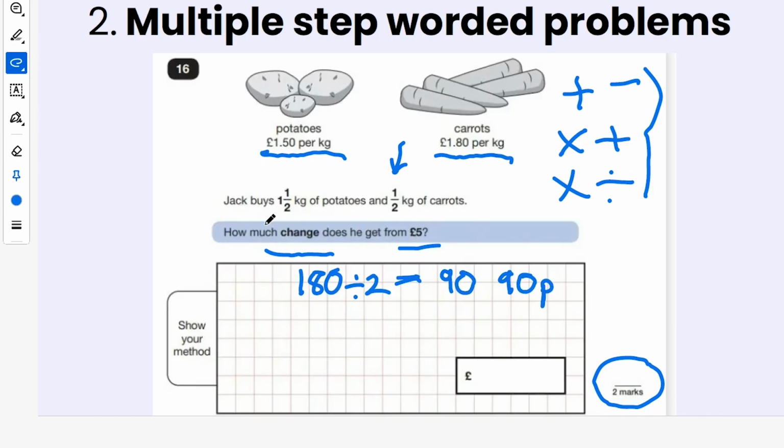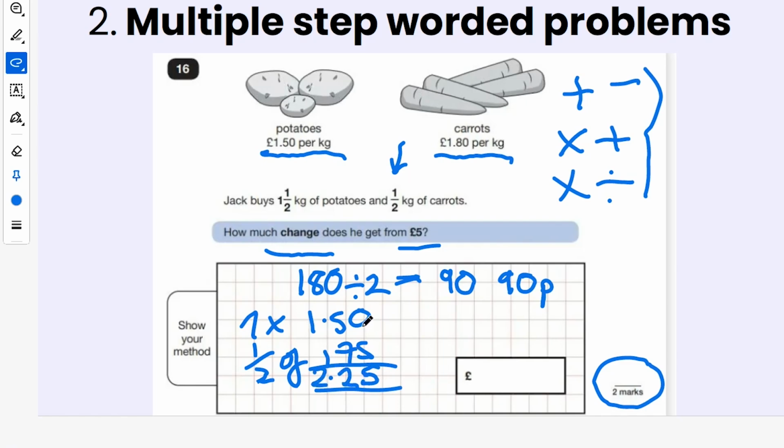What about the potatoes? So he buys 1.5 kilograms of these. So 1 times a kilogram is £1.50. And then half of 150, because he buys half, a half of 150 is going to be 75. Now, if we add those together, 0 and 5 is 5. 5 and 7 makes 12, 2 down, carry 1. 1 and 1 makes 2. So the potatoes cost us £2.25, but then we have to put that together with the 90 of the carrots.